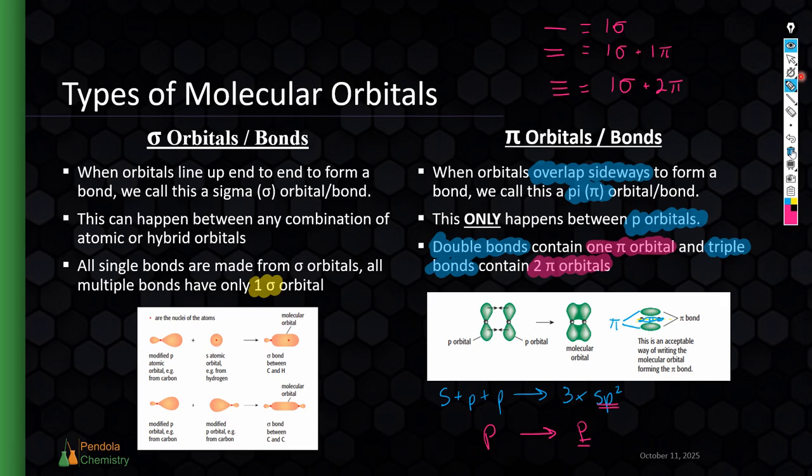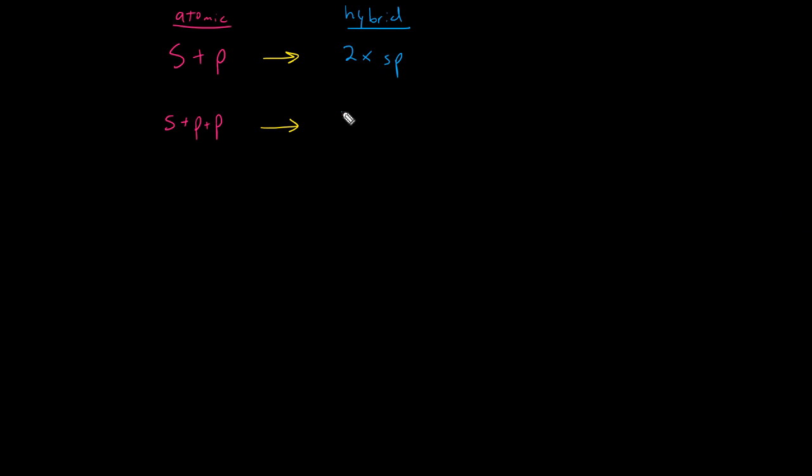We'll make this a little more clear here. So if we have s and p atomic orbitals coming together to form the hybrid orbitals, that's going to form two sp hybrid orbitals, like we discussed earlier. If we have an s and two p's, that is going to create three sp2 orbitals. Well, in both of these cases, we're going to have leftovers.